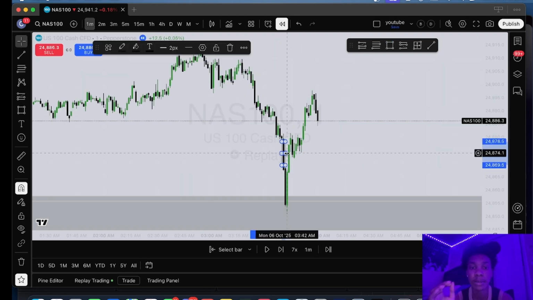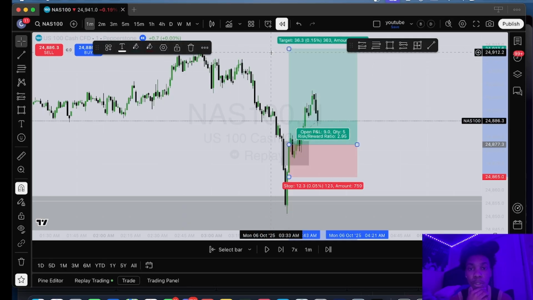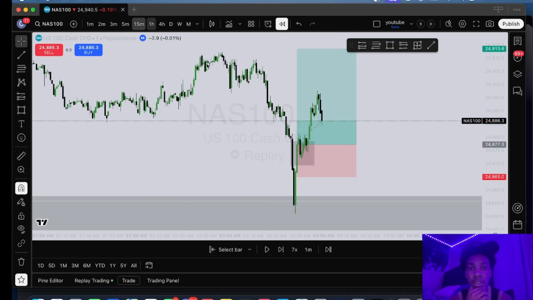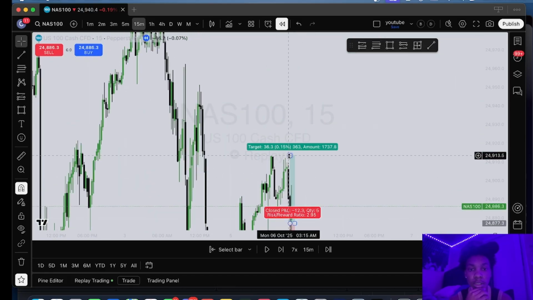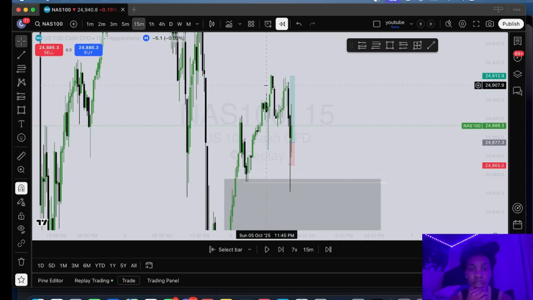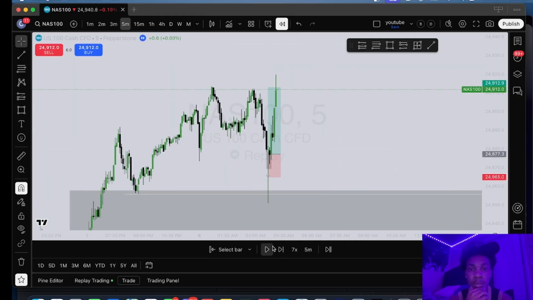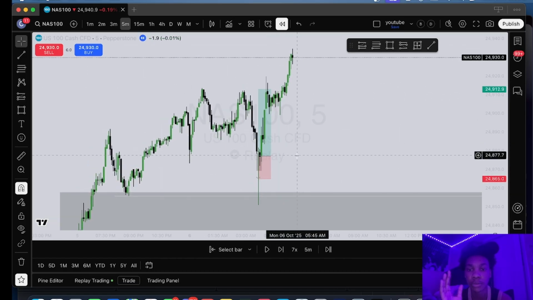This is the second step to this strategy right here. You get your inverse fair value gap on the 1 through 5 minute. That's about it. Then you're going to want to target recent highs if you're going calls. Let's get a good little TP right around there, something simple. Goes ahead and smacks it. Went up a little bit more, went crazy, but real simple, guys.